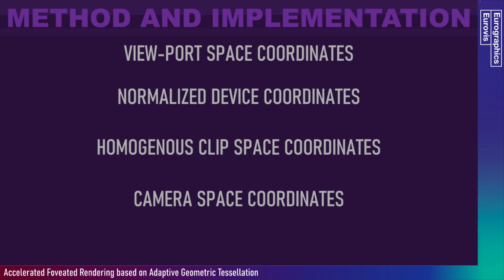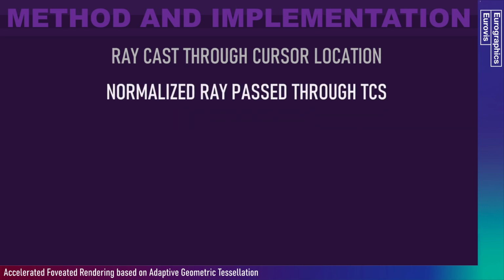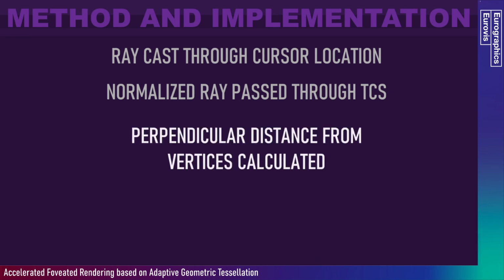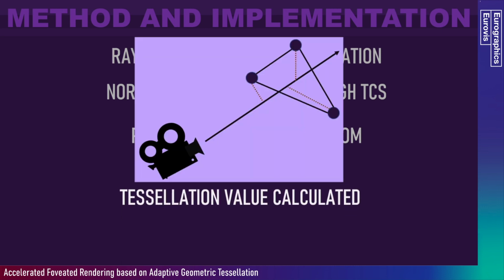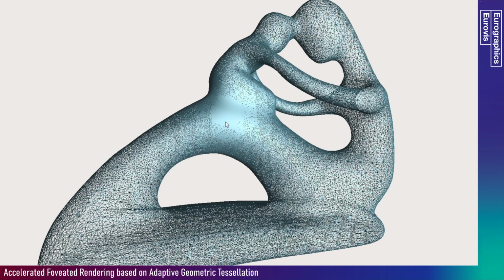The application then casts a ray through the cursor location. This ray is normalized and passed to the tessellation control shader. Our tessellation method uses triangular patches. The perpendicular distance of the ray from the vertices is calculated. The final tessellation value is calculated based on this distance. We will now see a demo with a wireframe model to see what happens in the background.